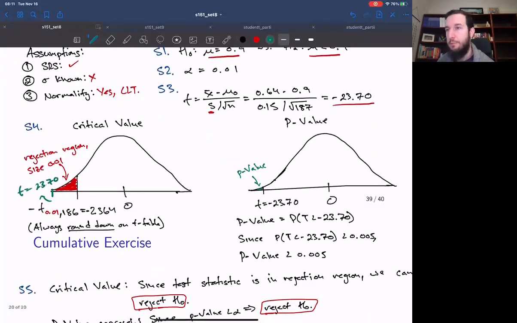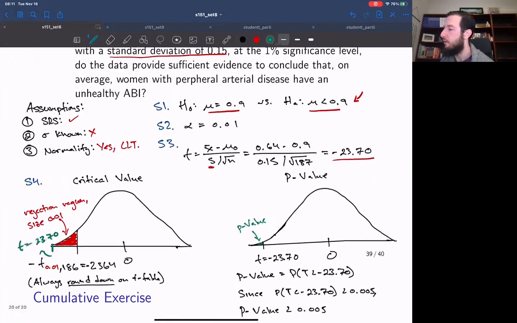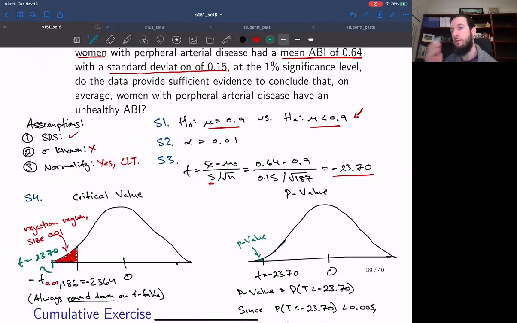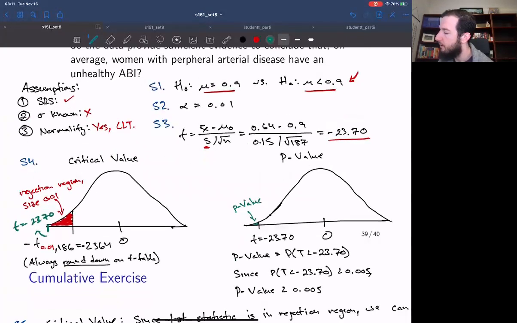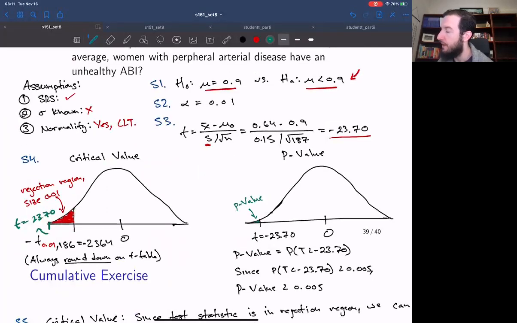Okay. If we take the p-value approach, it's a very similar idea, except that we start with the test statistic this time. So the test statistic is -23.7. Our p-value is the area to the left of the test statistic because it's a lower tail test. So again, the alternative is telling us where the rejection region is, and it's also telling us where the p-value is. So our p-value is the area below -23.7, which is our test statistic. So the p-value is equal to the probability that t is less than -23.7.